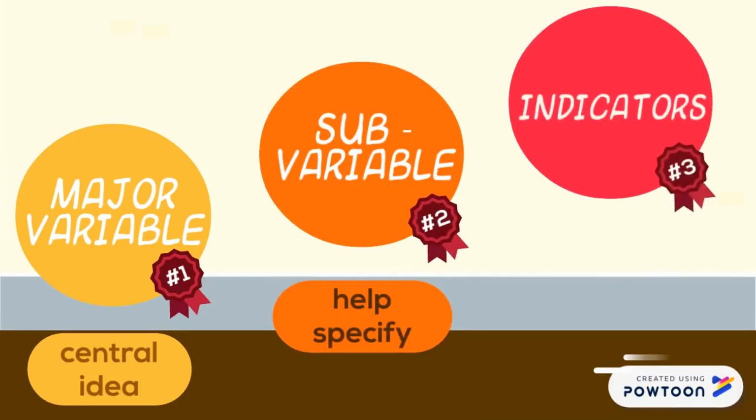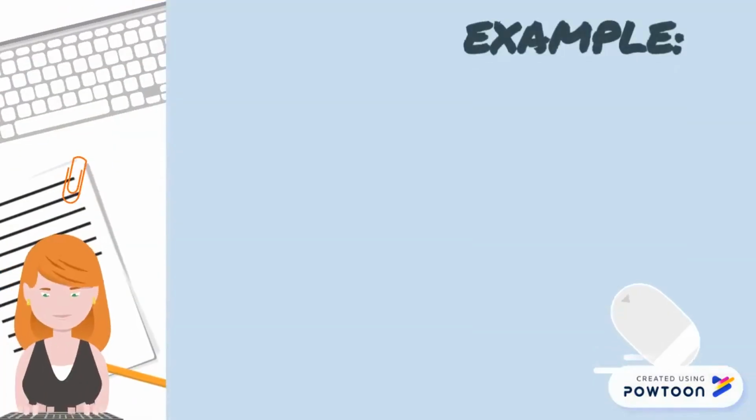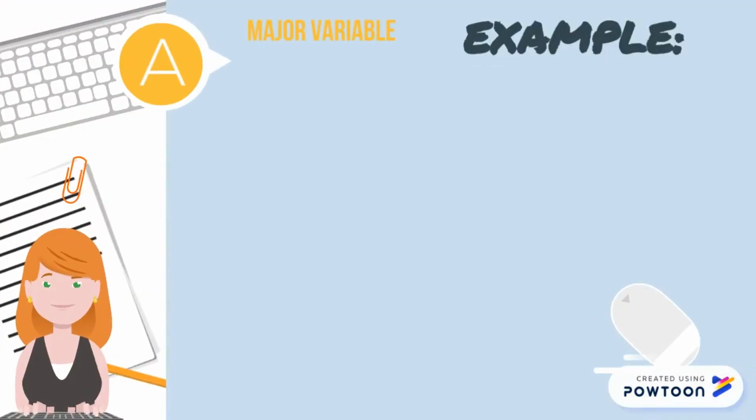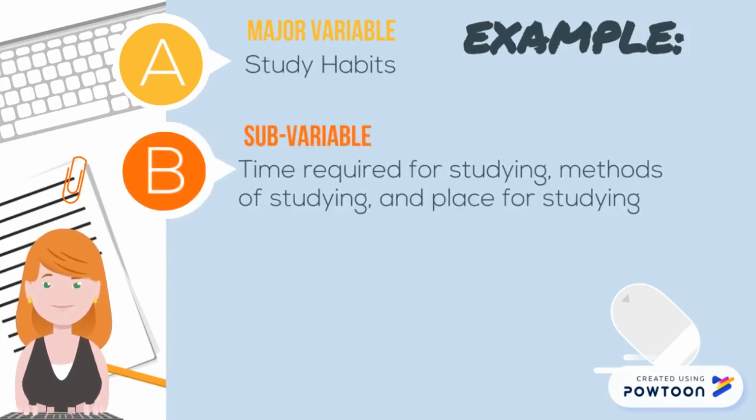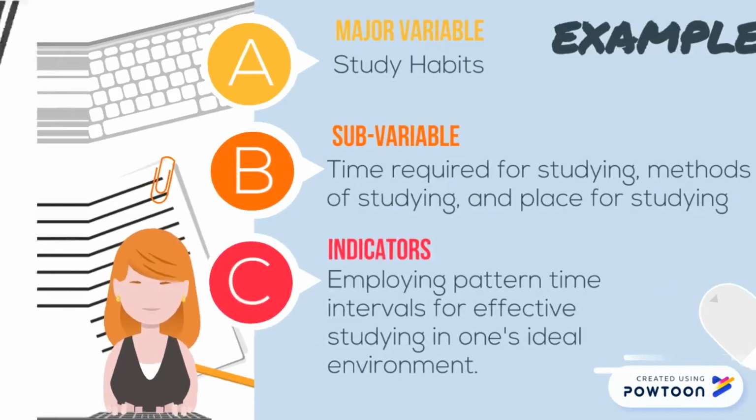The indicators, on the other hand, are specific information that describes the sub-variables. For example, the major variable is study habits; the sub-variables are time required for studying, methods of studying, and place for studying. The indicators are employing patterned time intervals for effective studying in one's ideal environment.